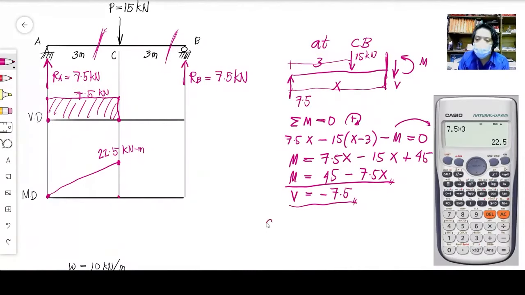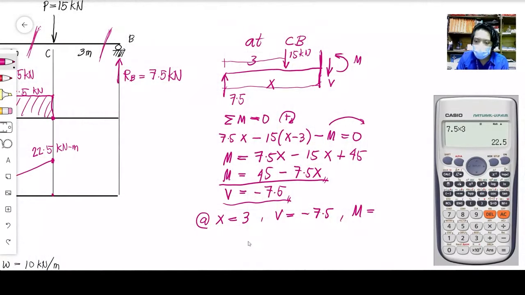So at C, x is equal to 3. Your shear is equal to -7.5. And your moment is equal to, let me use the calculator. So you have here the equation, 45 minus 7.5 times your x, which is 3. So the result is 22.5. 22.5, this is of course in kilonewton meter. And this is in kilonewton.